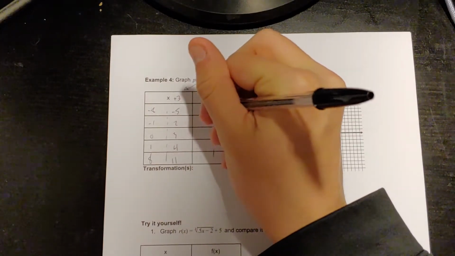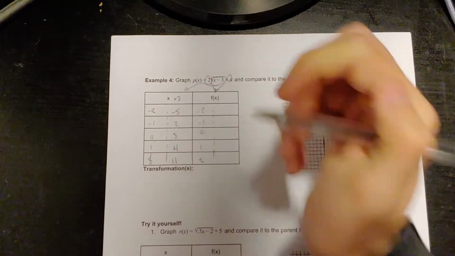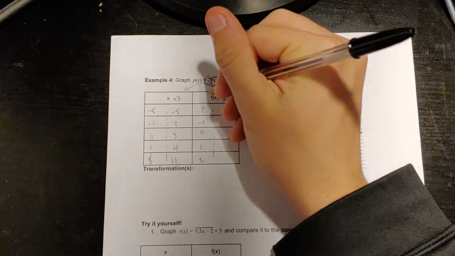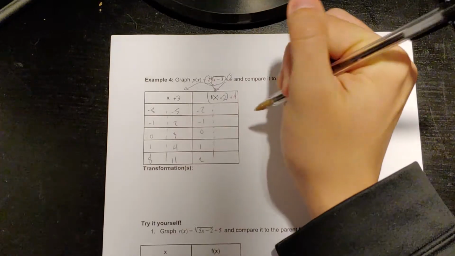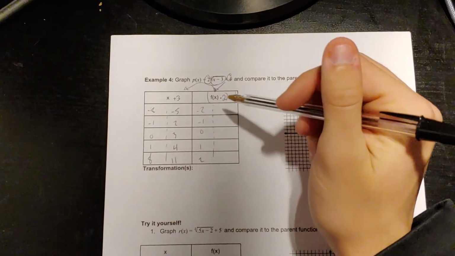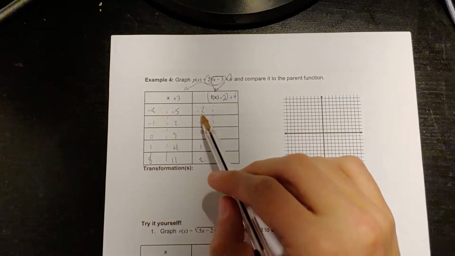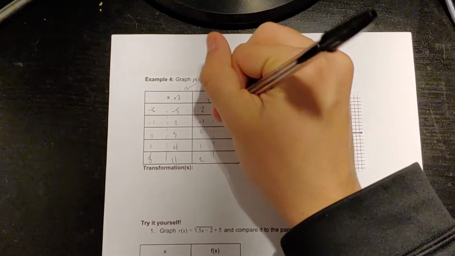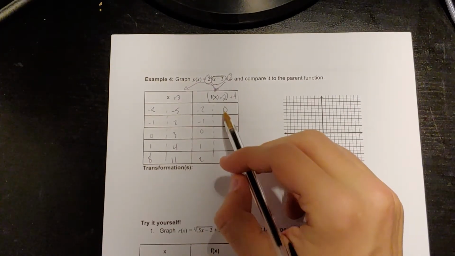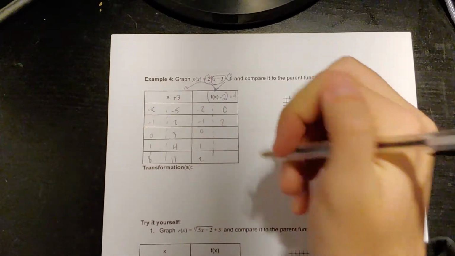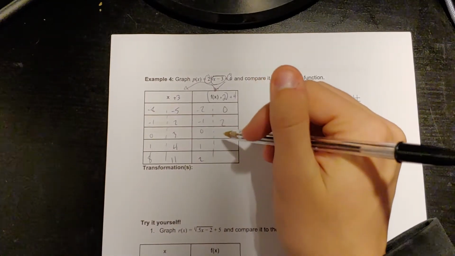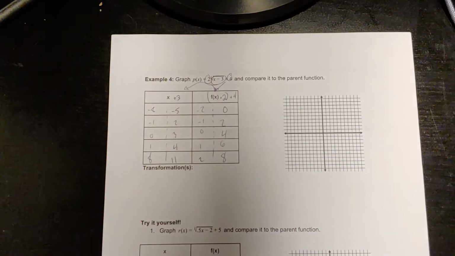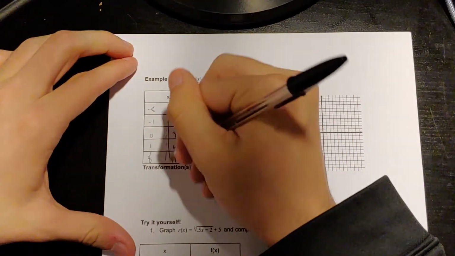All right, our f of x: negative 2, negative 1, 0, 1, and 2. I'm going to multiply it by 2 first, and then plus 4. So I'm going to double these numbers and then add 4. So negative 2 times 2 is negative 4, plus 4 is 0. Negative 1 times 2 is negative 2, plus 4 is positive 2. 0 times 2 is 0, plus 4 is 4. And if you can see the pattern, you should be able to figure out the rest.